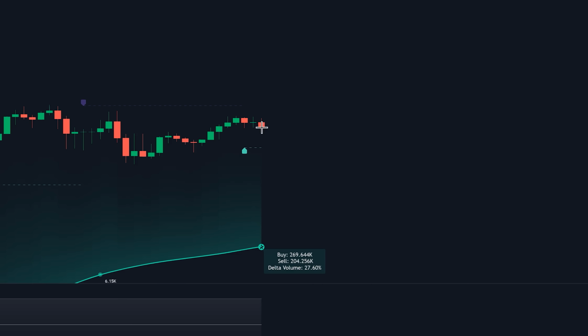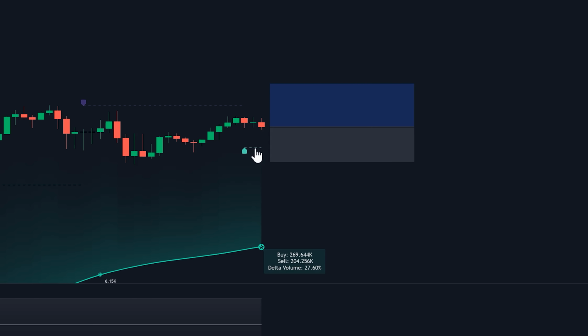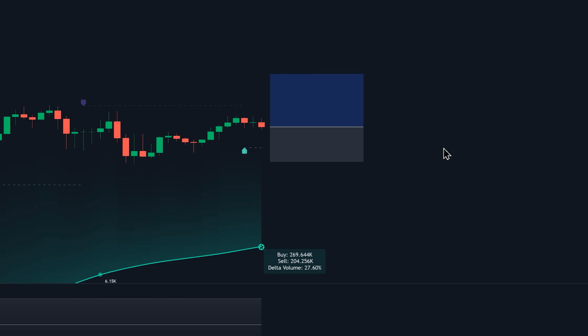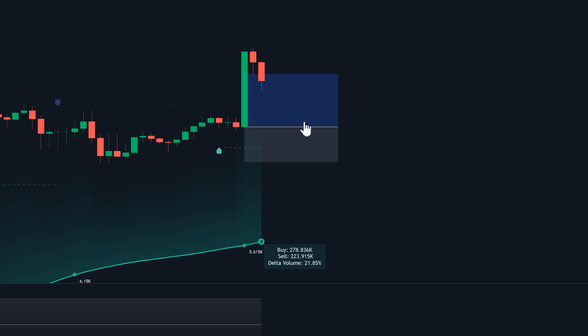We take a long position. The stop loss is going to go right under the invalidation level, which is actually this dotted line right here. The take profit is going to be set at 1.5 times the risk, letting the trade run. And as you can see, it was profitable.